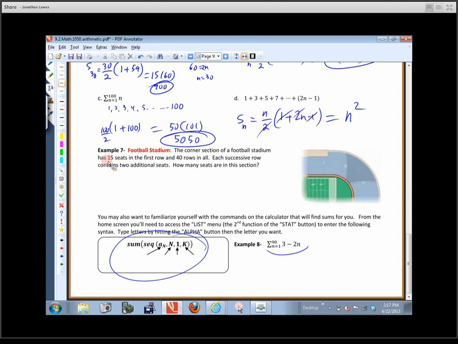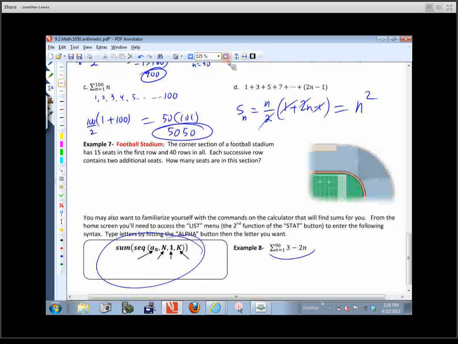But here's a story problem, and this is one where you want to think. We've got this story problem here where it's got to come from an arithmetic sequence or series somehow. It's in this section. It says the corner section of a football stadium has 15 seats in the first row and 40 rows in all. So the first row has 15 seats and it's got 40 rows in all. So we've got 40 rows altogether.